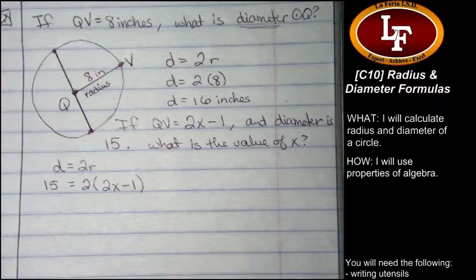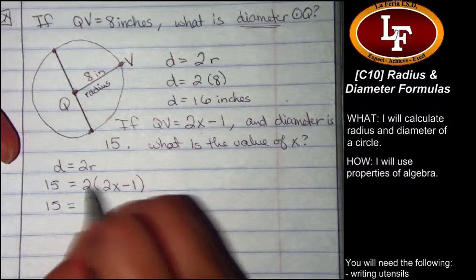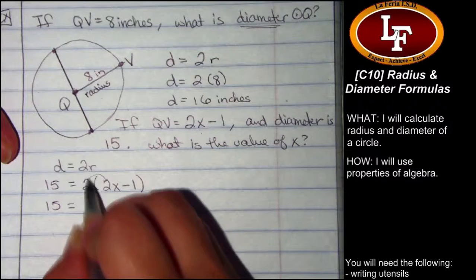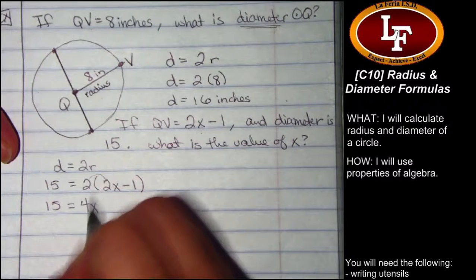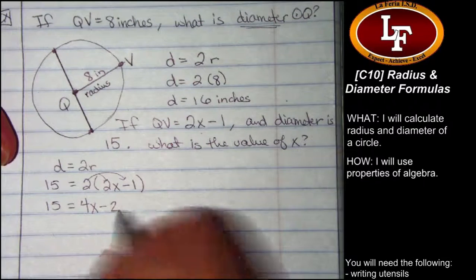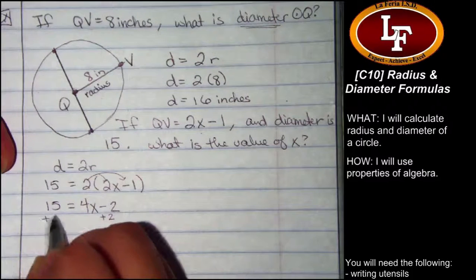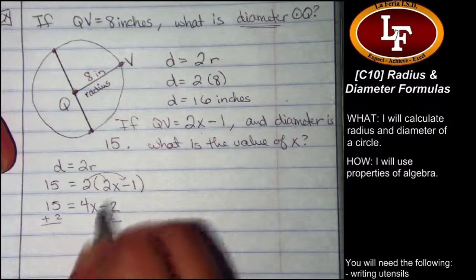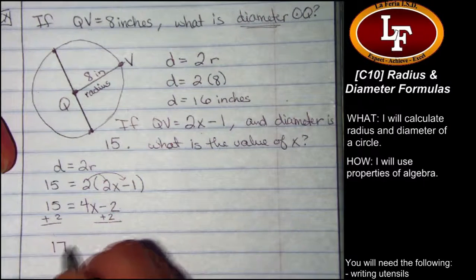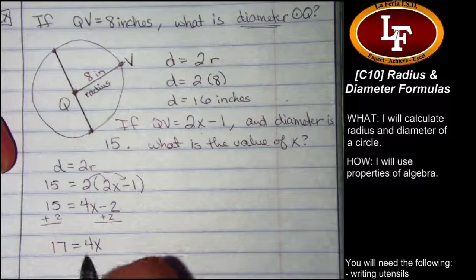Okay, I have no idea what's going to happen. I just made stuff up off the top of my head. I'm going to go ahead and simplify this right-hand side by doing the multiplication that I see here with the parentheses. So 2 times 2 is 4. 2 times negative 1 is negative 2. And now I'm going to go ahead and solve this equation for x. I'm going to remove this subtraction by 2 by adding 2 to both sides. That's going to give me 4x on the right, and 15 plus 2 is 17.